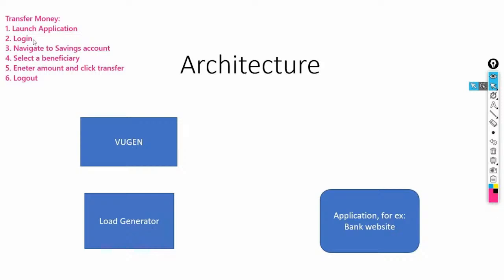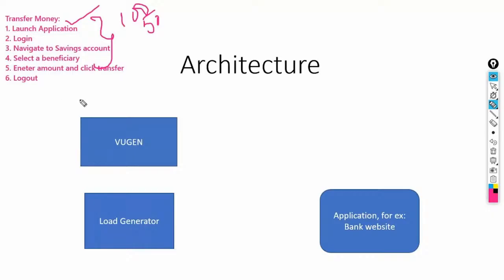Okay, that means once I run the test, I should be able to tell how much time it is taking to launch the application, how much time it is taking to log in, how much time it is taking to navigate to savings account, how much time it is taking to select a beneficiary, and so on. Now all these steps you need to run with multiple users at a time. Let's say 100 users should execute all these steps, or 50 users should execute all these steps. But how will they execute all these steps?